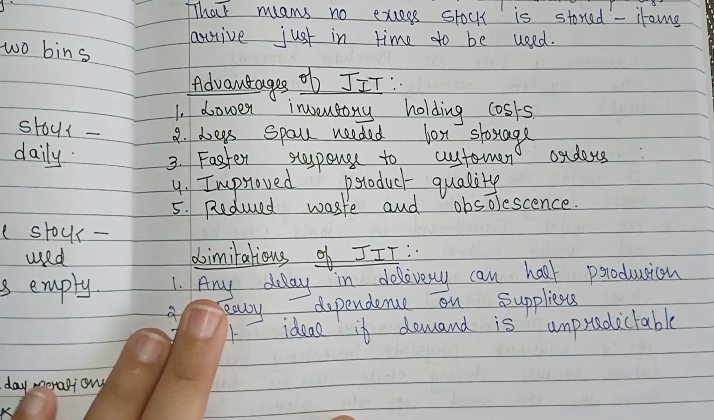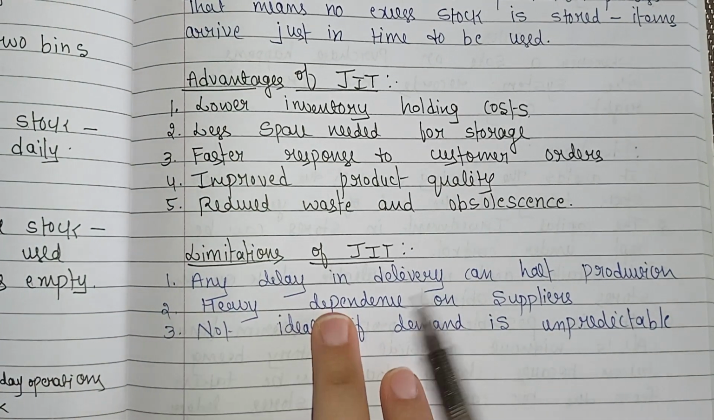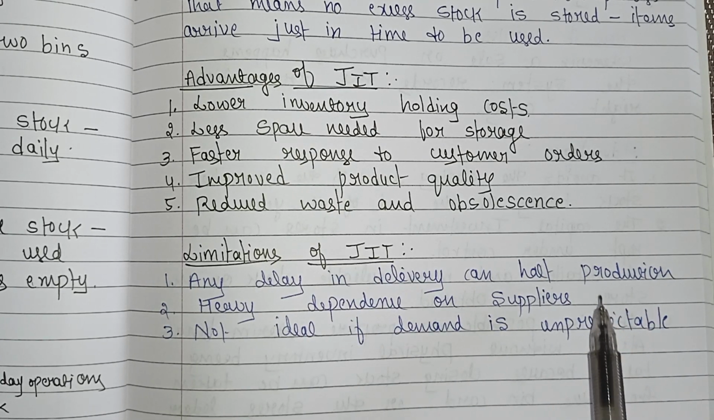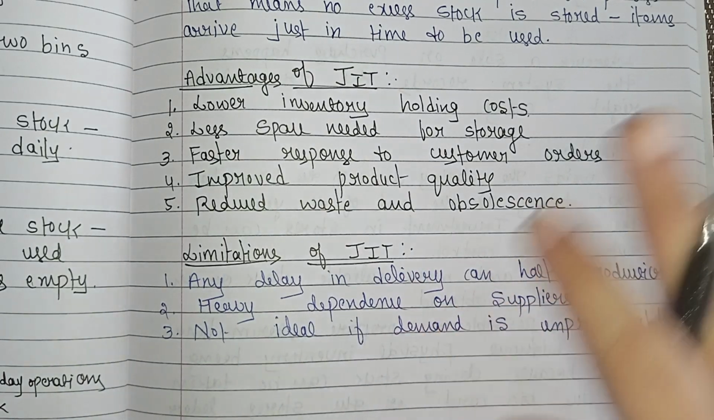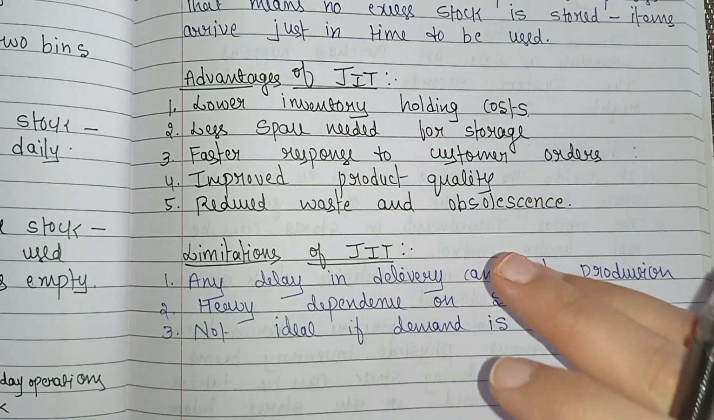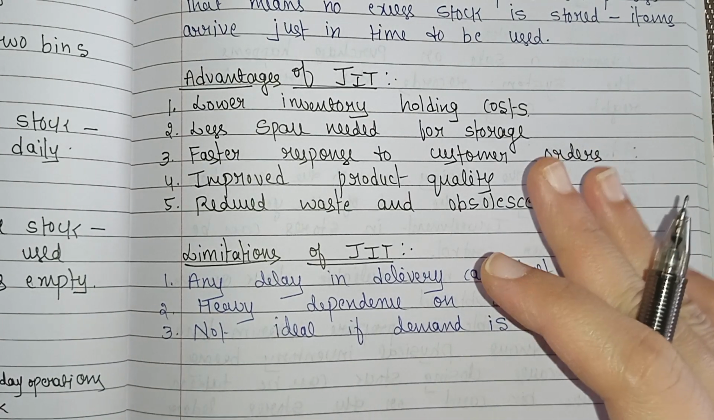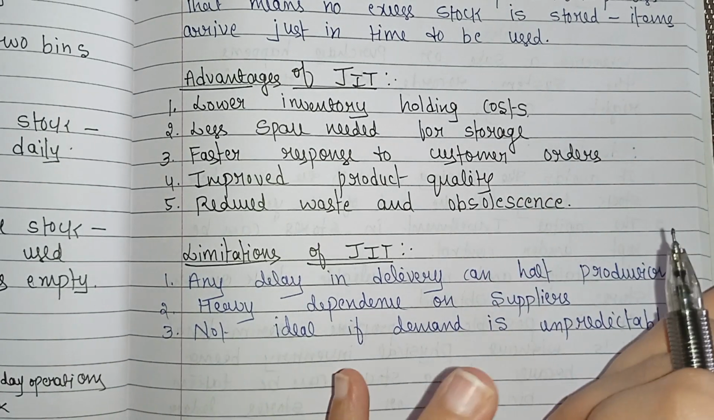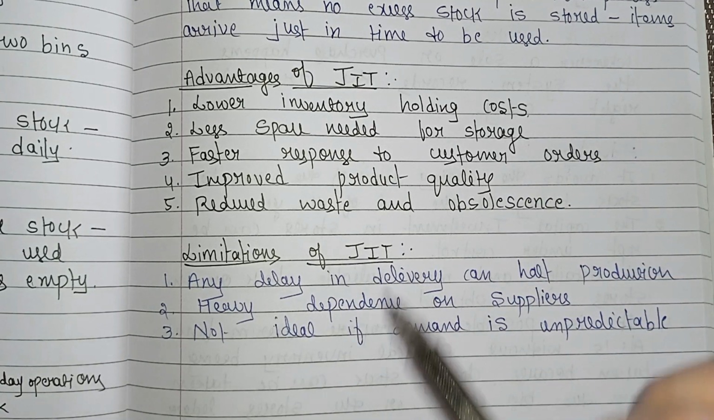Next, see the limitations. What are the limitations of just in time? First one is delay in delivery. Any delay in delivery can halt production. As I already explained, any delay from a supplier can stop the entire production process. Since there is no backup inventory, if materials don't arrive on time, what happens? The workers are left waiting and orders get delayed. So this is one of the limitations of JIT.